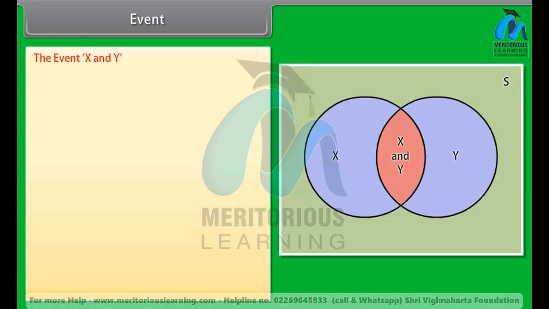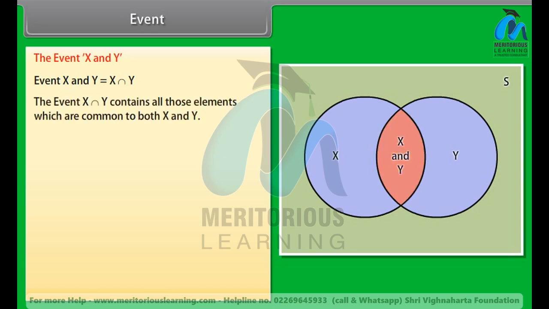The event X and Y. Event X and Y is equal to X intersection Y. The event X intersection Y contains all those elements which are common to both X and Y. To understand it, let's take an example. The sample space S of throwing a dice is S = {1, 2, 3, 4, 5, 6}.